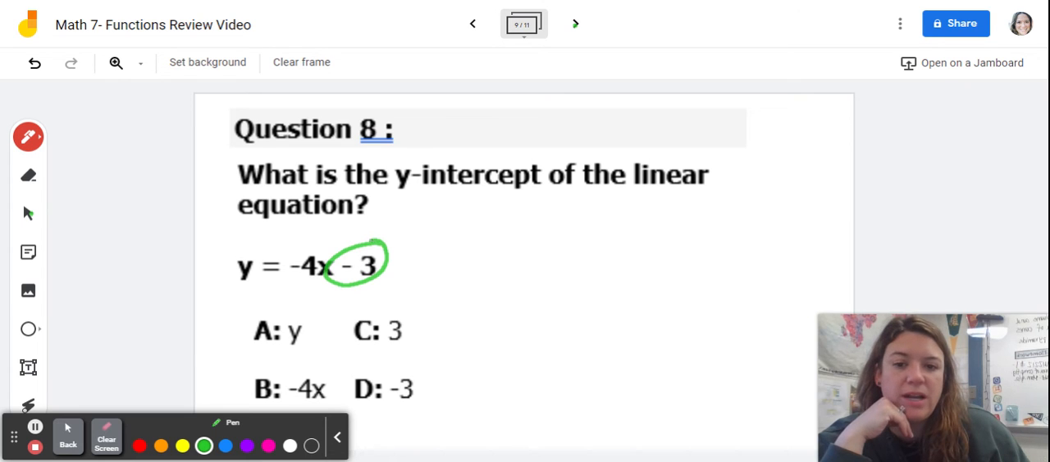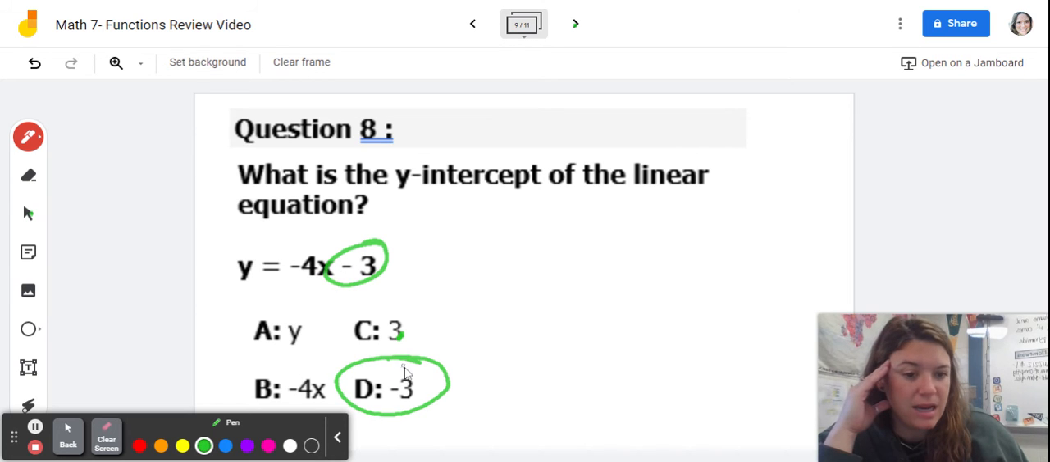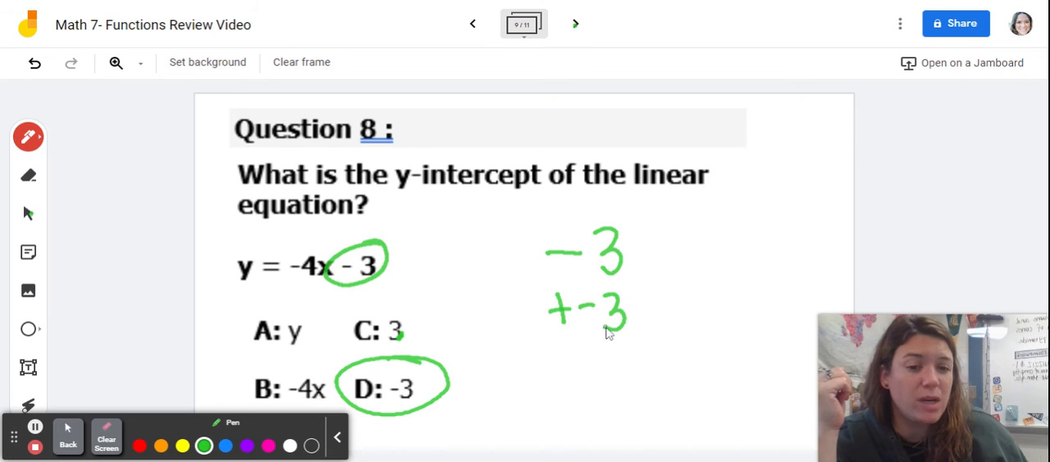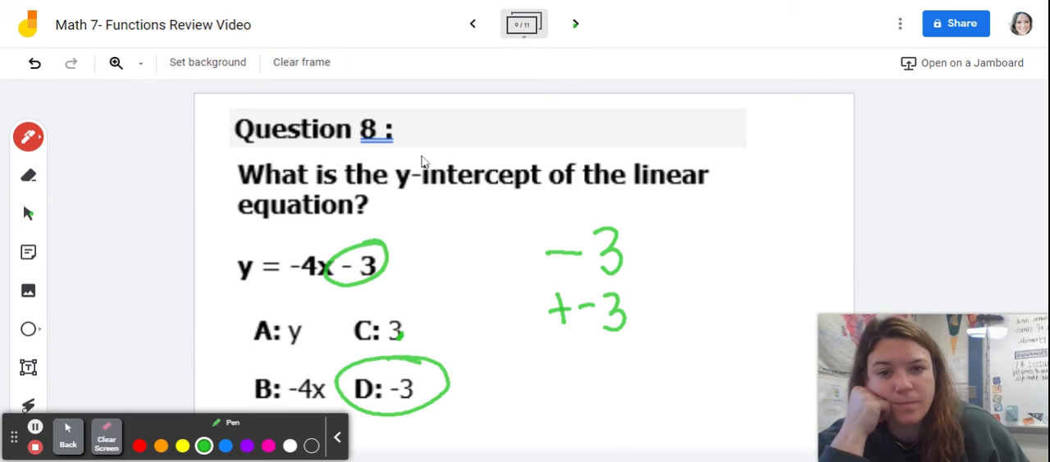Y-intercept. So now is our -3. And most of you that got this one wrong, you just said +3. If there's a minus sign in front of the 3, that makes it a -3. If there's ever a minus sign in front of a number, technically that number's a negative, because -3 is the same thing as adding a -3. It makes it a negative number.